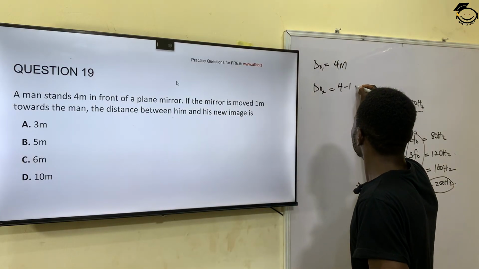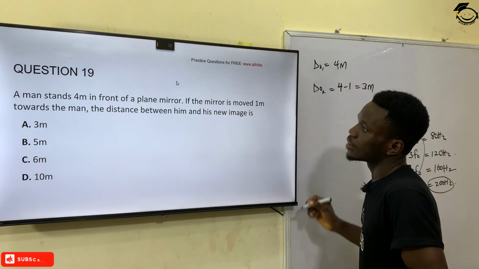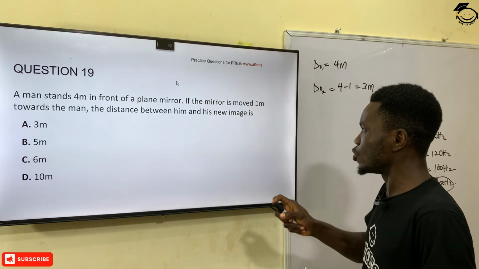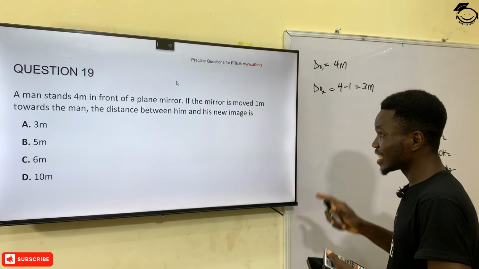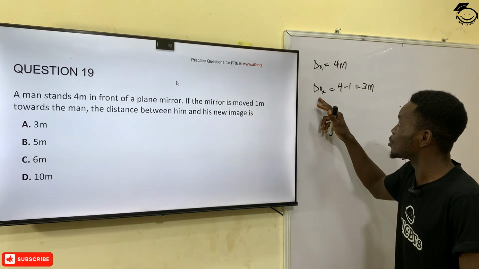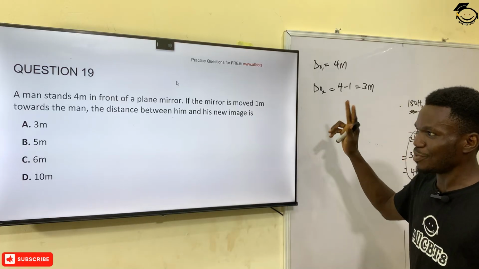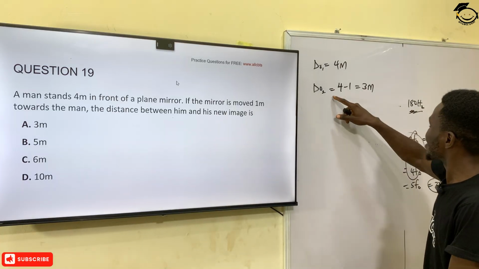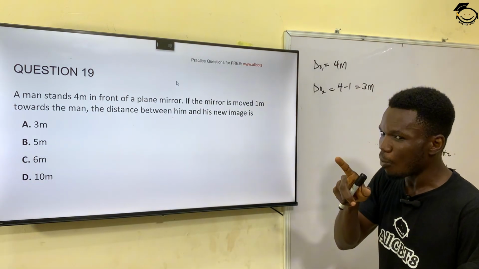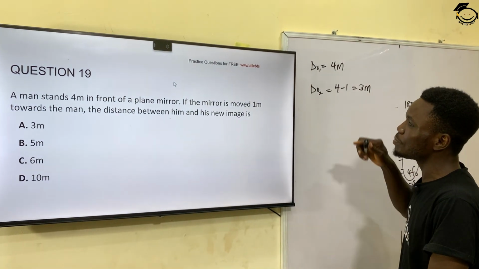4 minus 1, which will give me what? 3 meters. Then they're asking us, the distance between him and his new image is dash. They're not asking us the distance between the man and the mirror. Remember that what we are having here, our DO, is the distance between the man and the mirror.